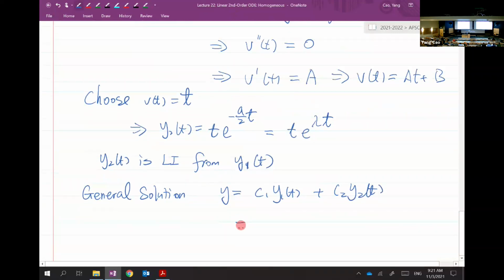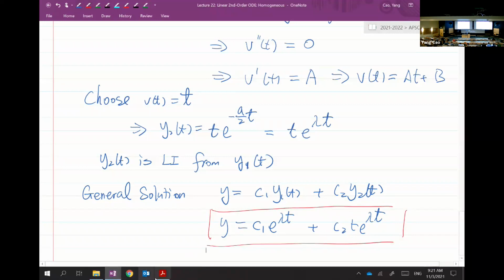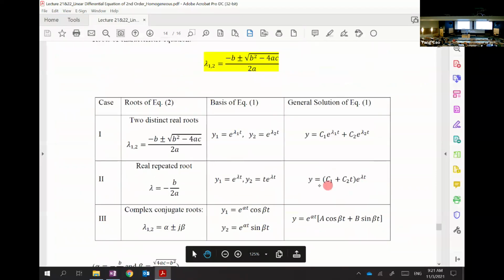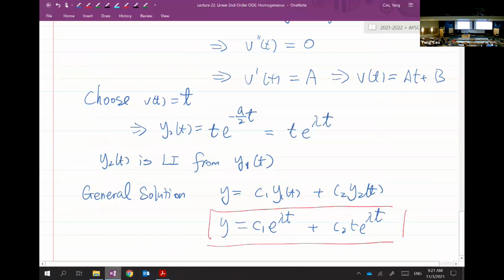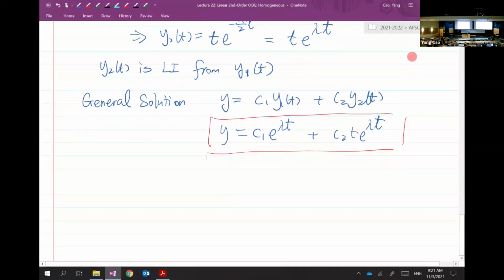So you write it out. Basically, c1 e to the power lambda t plus c2 t times e to the power of lambda t. So that gives you this general solution for the second case, when you have one repeated root. So what is the general solution? If you look at your handout, that's basically what we have over here. Okay, so let's quickly take a look at an example.